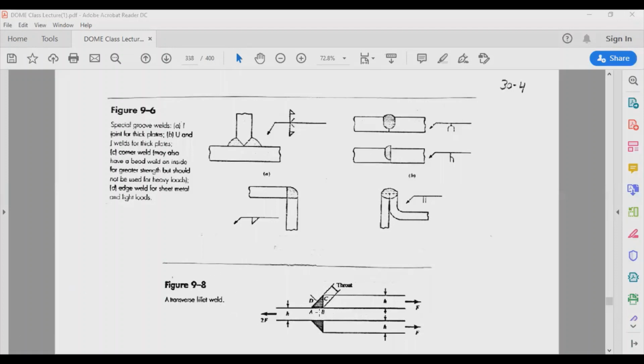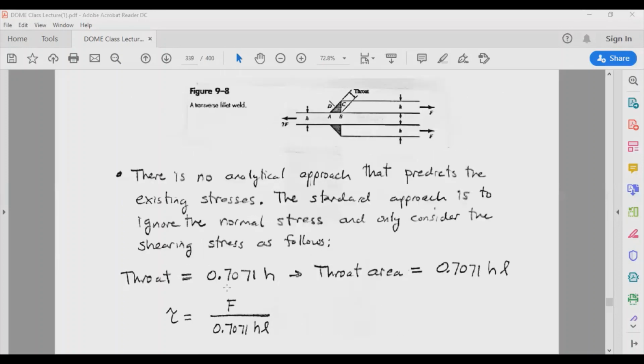A transverse fillet, or fillet weld, would look like that, and this is going to be your axial force, and then that is your throat. So the area here again is 0.707 H times L, and we can basically get our stresses. And like I mentioned earlier, there is no exact analytical approach that would tell you exactly the stresses. The standard approach is to ignore the normal stresses, and we only consider the shearing as follows.